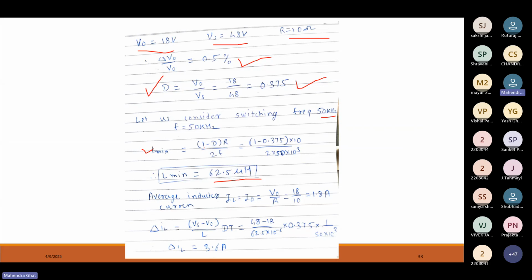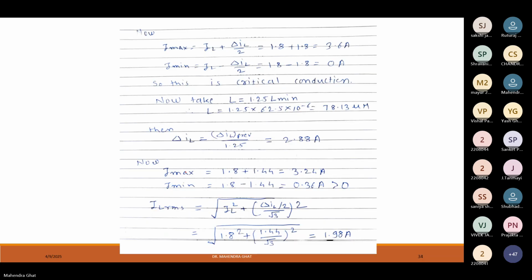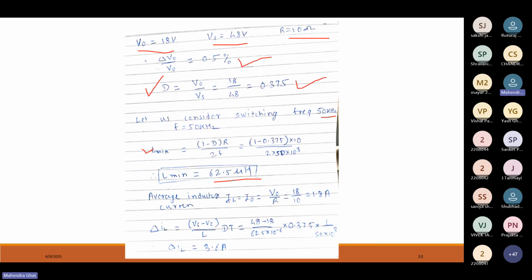We have the L minimum equation, which is (1 minus D) into R divided by 2F. So if I put all these values, I will get 62.5 microhenry. Now the average inductor current, IL, which is equal to IO, which is nothing but VO by R. So we can directly calculate it as 18 by 10, which is equal to 1.8 ampere.